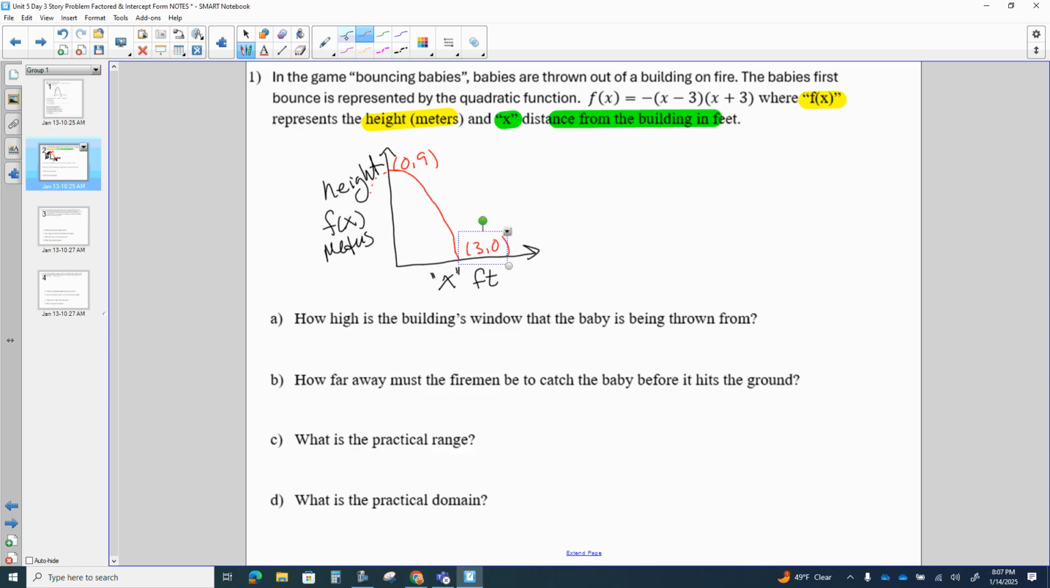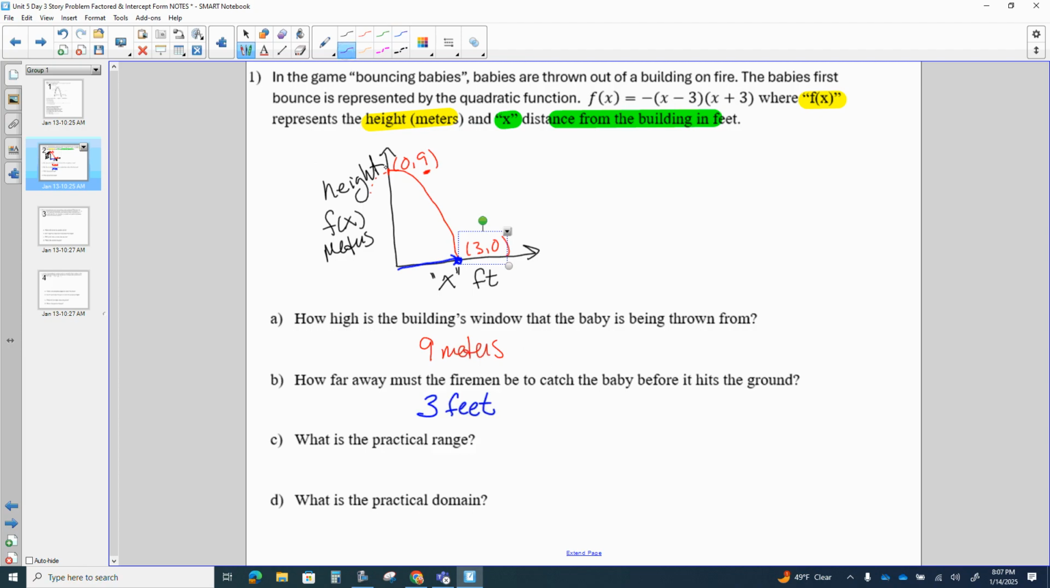All right, so when we look at it, the baby started here and then it dropped out. So how high is the building window that it's being thrown from? We would say it is 9. That is our y value, so 9 meters. So this is up 9 meters. That's how big that building is. How far away must the fireman be to catch the baby before it hits the ground? So we want to be on that very first jump at this spot, which is 3 feet away. So he wants to be 3 feet away in order to catch that first bounce.